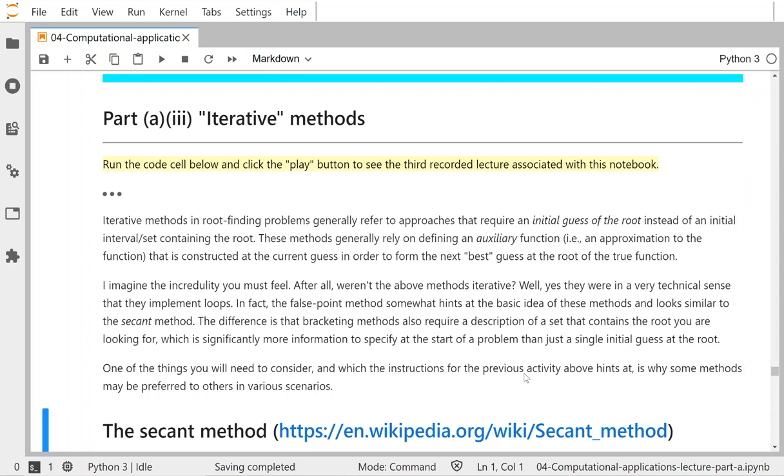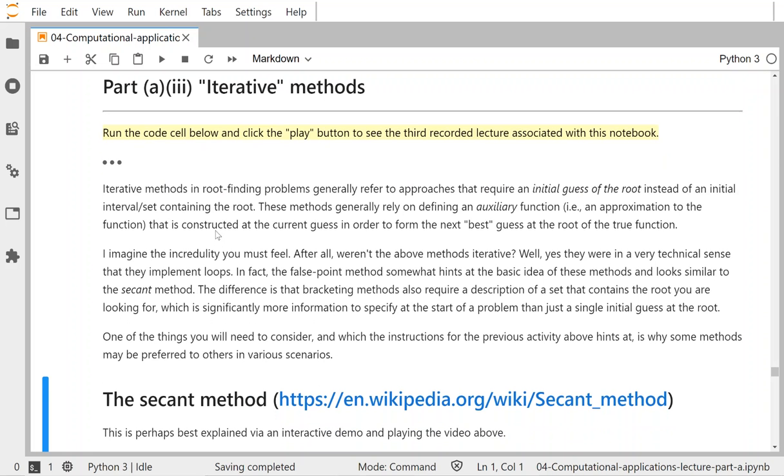Welcome to this final recorded video for the Part A lecture notebook for the fourth module on computational applications. In this video, we will be discussing iterative methods. Now, iterative methods in root finding problems generally refer to those approaches that require an initial guess of the root instead of an initial interval or set that contains the root. This might seem subtle at first, but the distinction is quite profound.